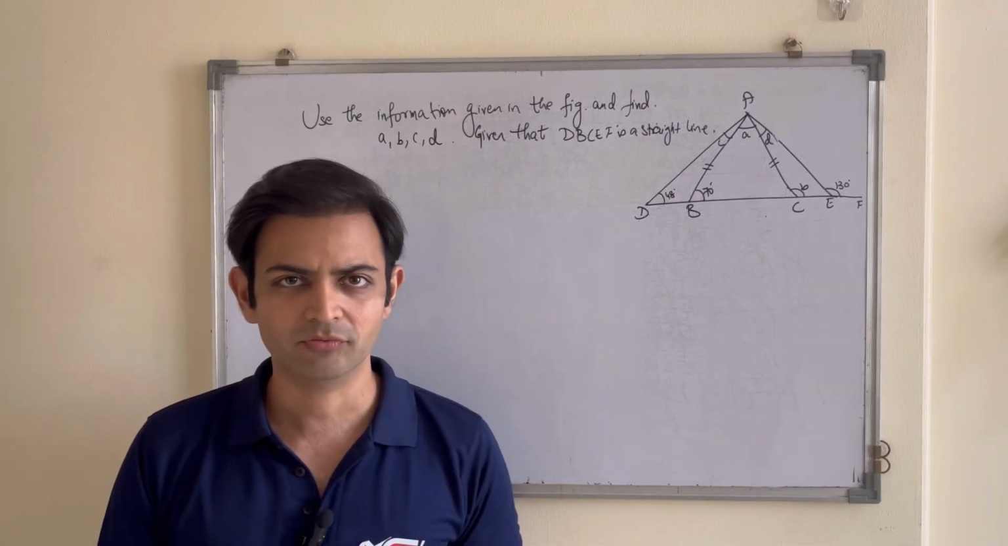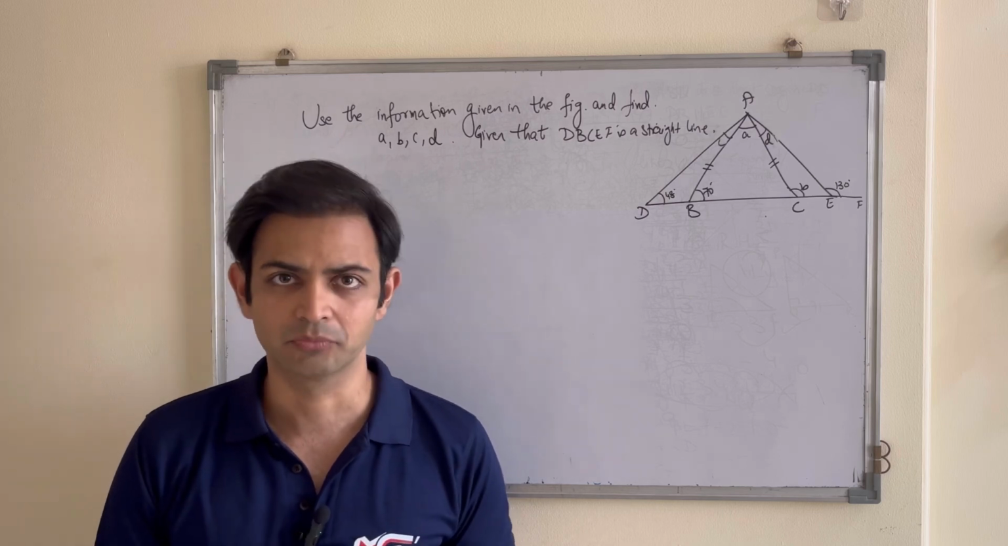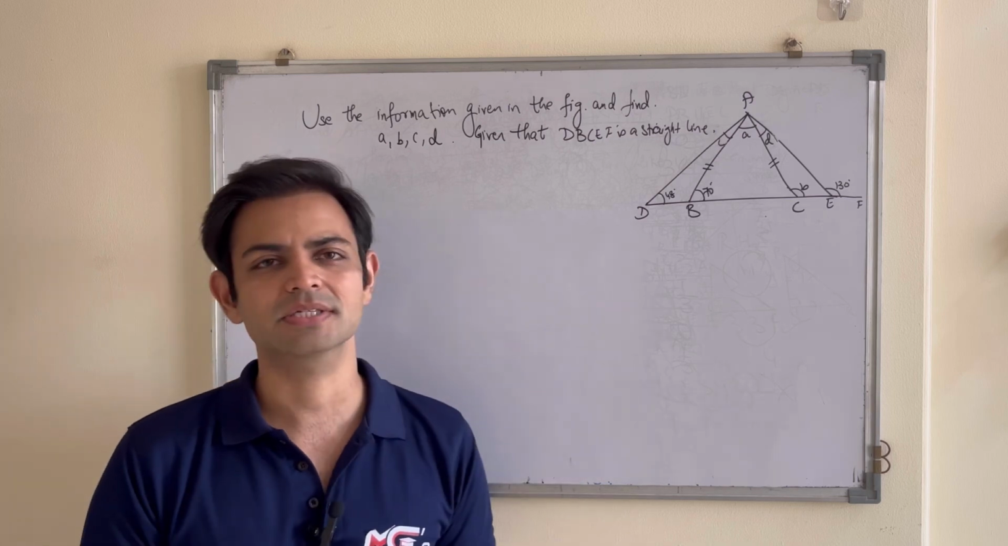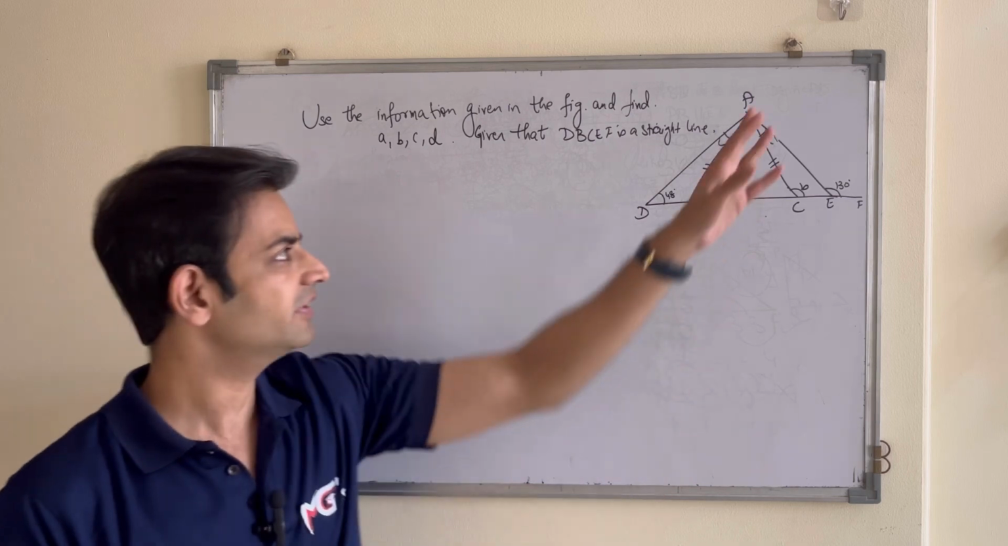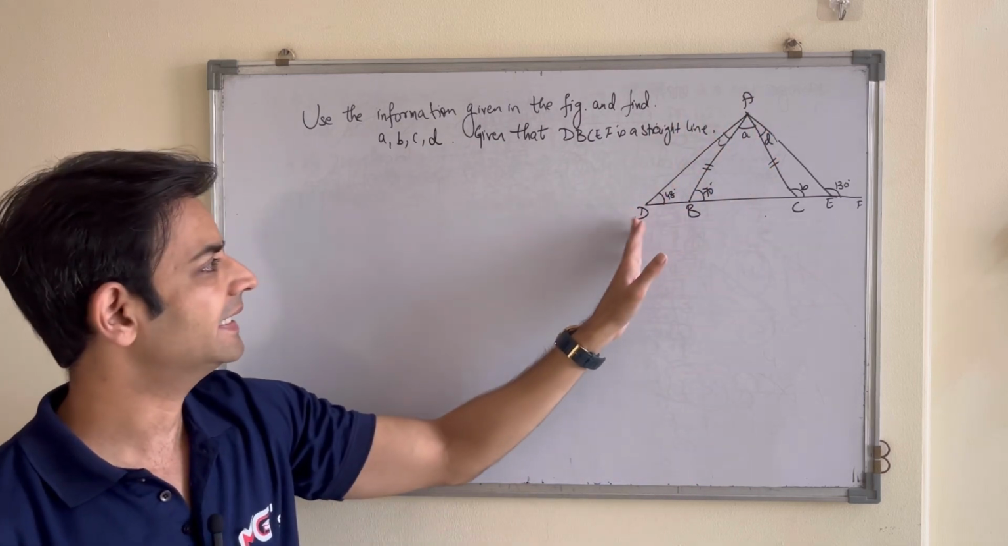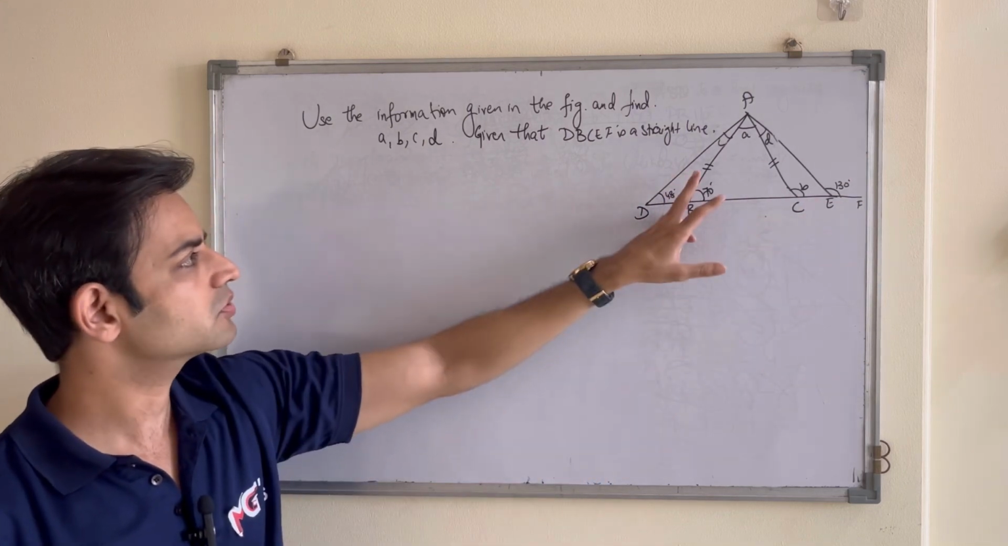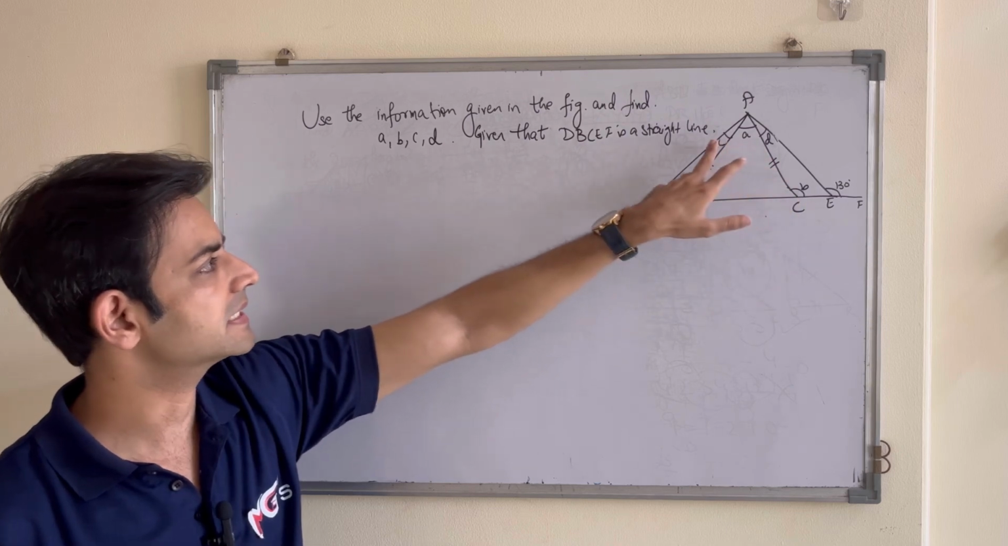Now let us take one more type of questions where proof is not involved. So the kids who are scared of proof questions, these kinds of questions are a relief for them. So here we are given a figure and it is given that DBCEF is a straight line and we are supposed to find the value of A, B, C, D.